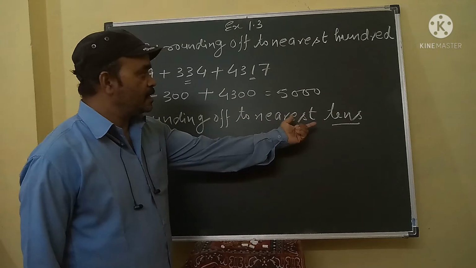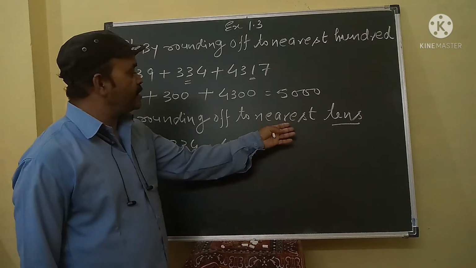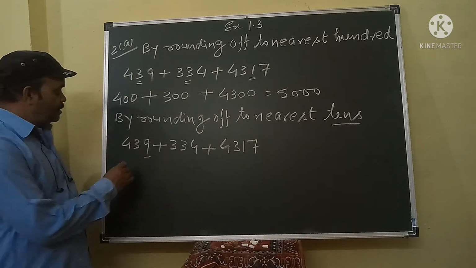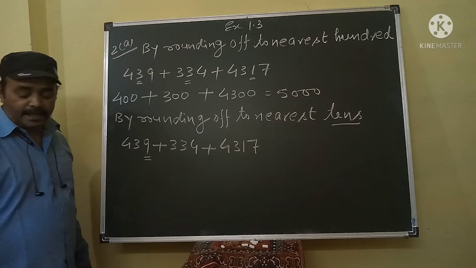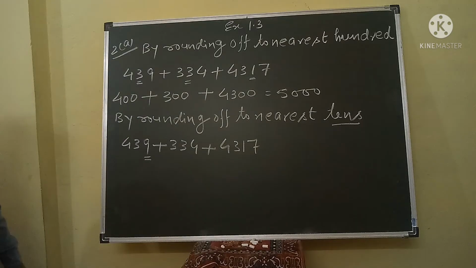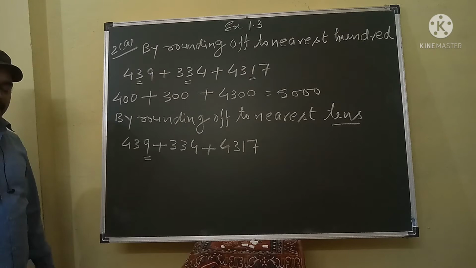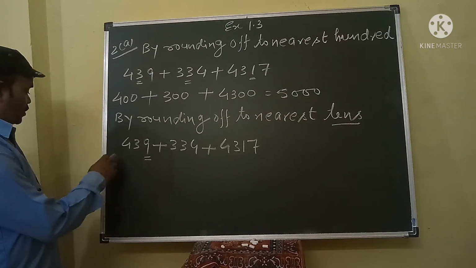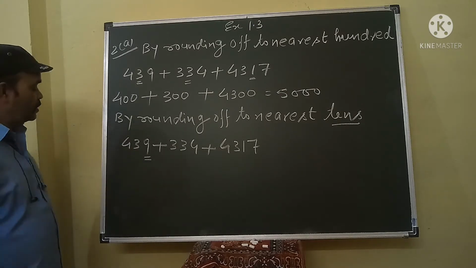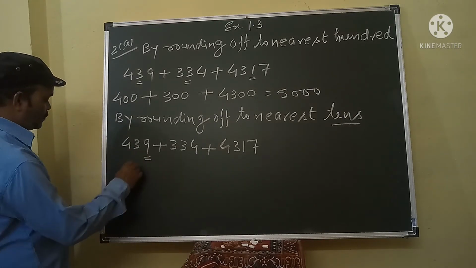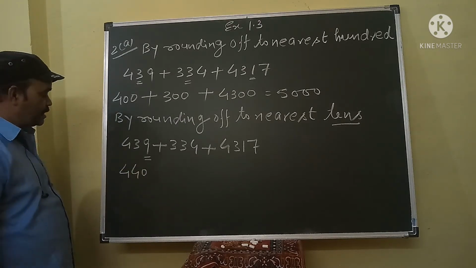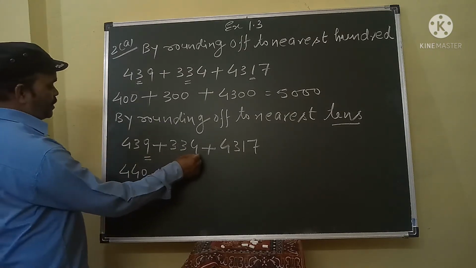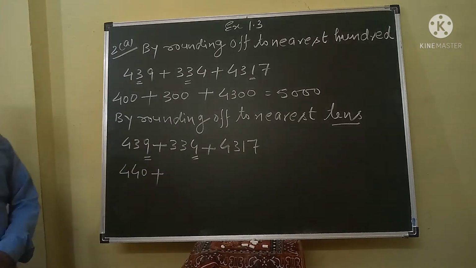For the nearest 10, we find the ones place value. In 439, the ones digit is 9, and 9 is more than 5. So what will you do? Rounding off 439 will be 440. Okay.